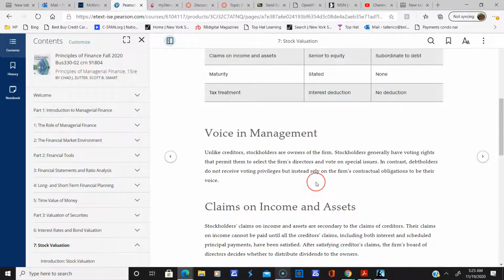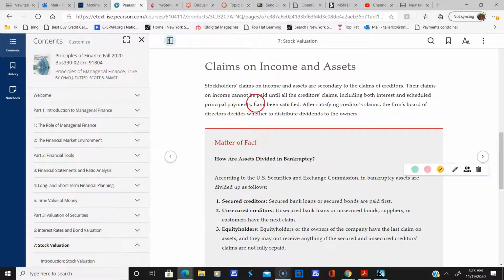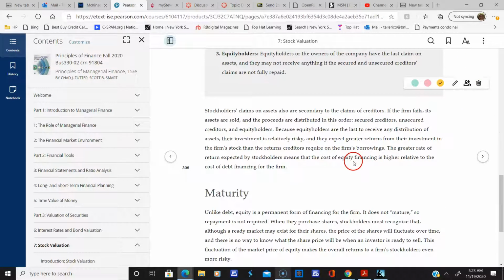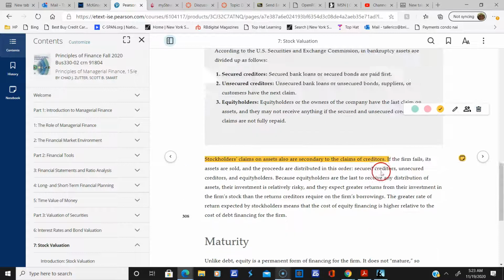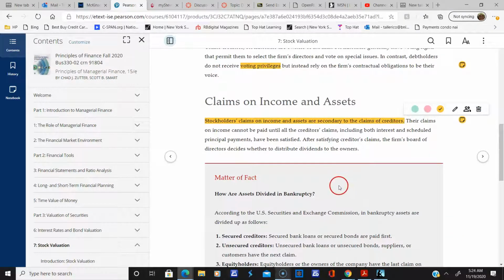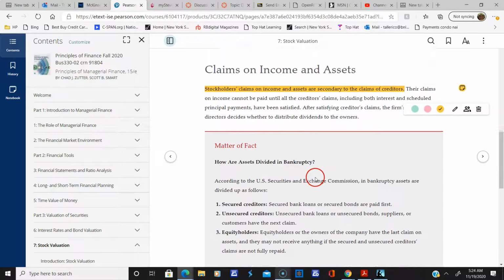All right, so here's some of the items here. So you have a voice in management through your voting privileges, right? And we see that here. They mention voting privileges. And here's your claims on assets. So stockholders' claims on income and assets are secondary to the claims of creditors. So stockholders' claims on assets are also secondary to the claims of creditors. Now, hold on. Is that a mistake? Well, let me look at that. So one of these should say the debt holders, right? On assets, and this one is income and assets. All right. Well, it's kind of a little bit repetitive.